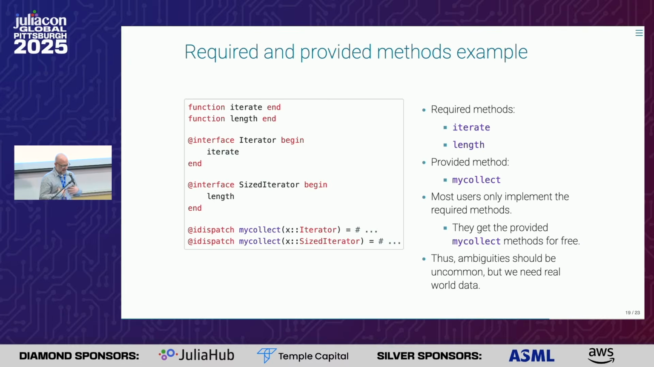So I, as the creator of the myCollect provided method, I am in control of both of those methods. There's no issues with ambiguities. So hopefully ambiguities will be uncommon. But we won't really know for sure until we have a little bit more real world data. And we have to see how it works out in the ecosystem. If people start to use this, we need to actually see what happens in real life.